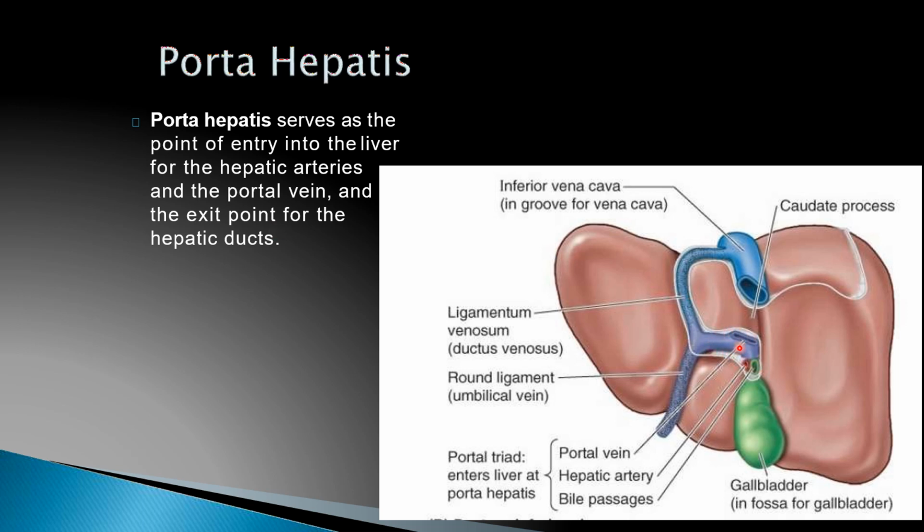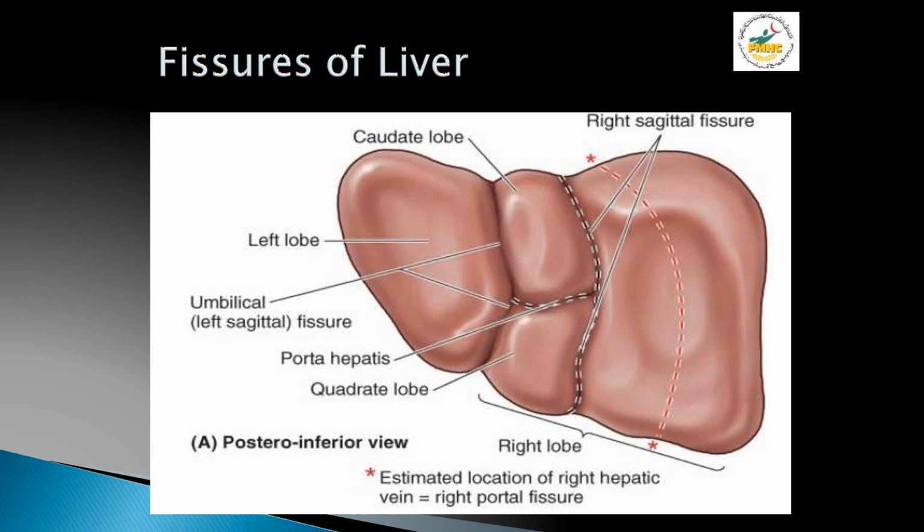This is the portal vein. This is the hepatic artery, and this is the bile passage. All together constitute something called a portal triad. So the area where the portal triad is seen is called the porta hepatis, an anatomically important area. Thus we have come to the end of the porta hepatis. Only one sentence about that.